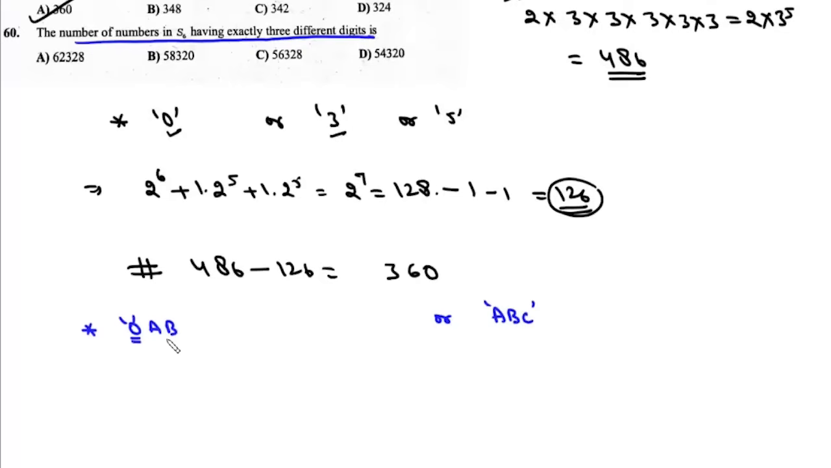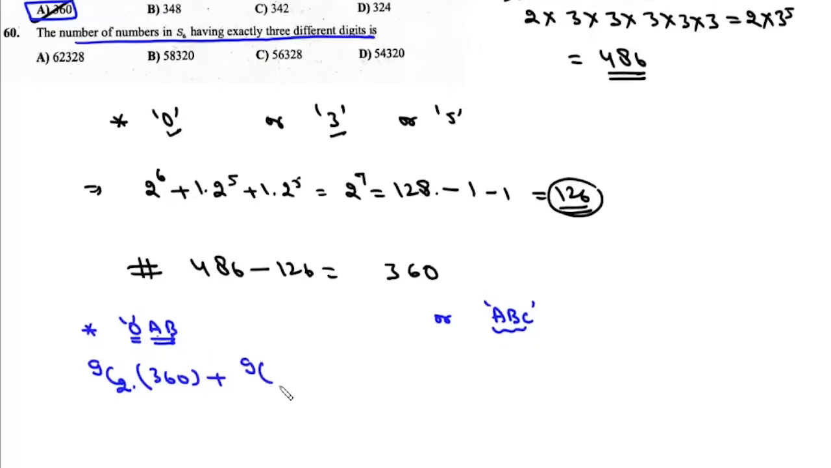Now if one of the digits is 0, then we have to select these 2 digits, and it can be done in 9C2 ways. Now once we have 0, A and B, this case is similar to the first case when we have 0, 3 and 5. In this case, the total number of numbers which have each digit at least once is 360. So it will be 9C2 into 360 plus, now all these 3 numbers are non-zero.